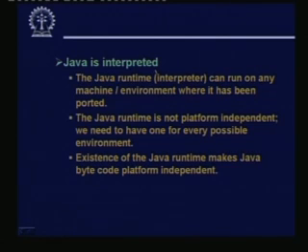Java is an interpreted language. The Java runtime, or the interpreter as we have called it, can run on any machine or environment where it has been ported. The Java runtime is not platform independent, this I will explain again. We need to have a runtime existing for every possible environment and platform like Windows, Linux, Sun, HP, etc. This Java runtime makes the Java bytecode programs platform independent. We shall be explaining this issue of platform independence again in detail, because this concept is very important.